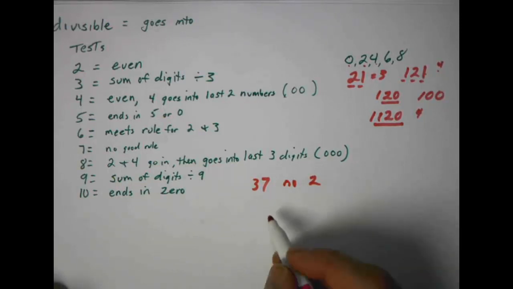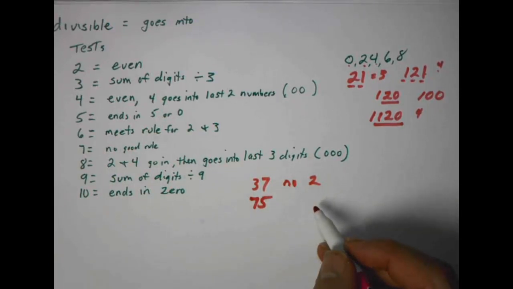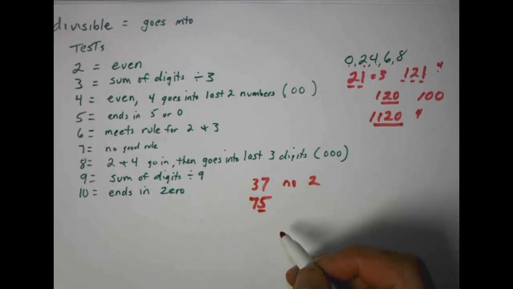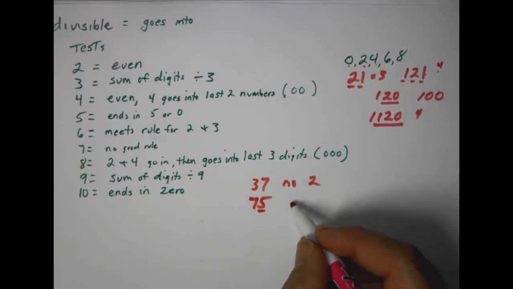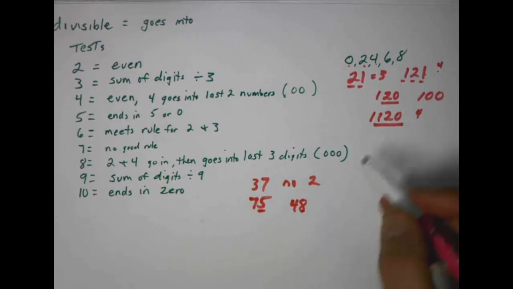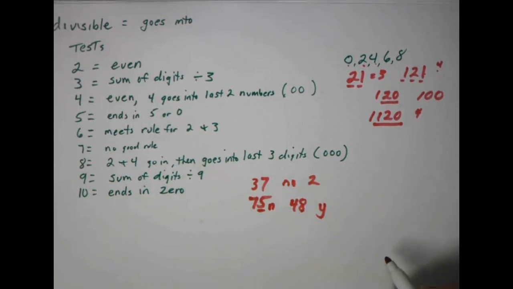Let's look at number 4. The number there is 75. Is this number even? No. It ends in a 5. Okay. Let's look at number 5. The number is 48. Yes, it's an even number. It ends in an 8. So this would be a yes. 75 is a no for the number 2.